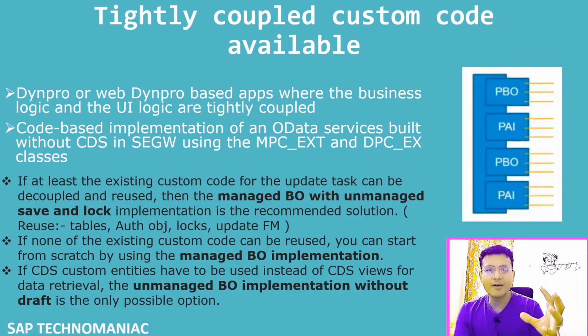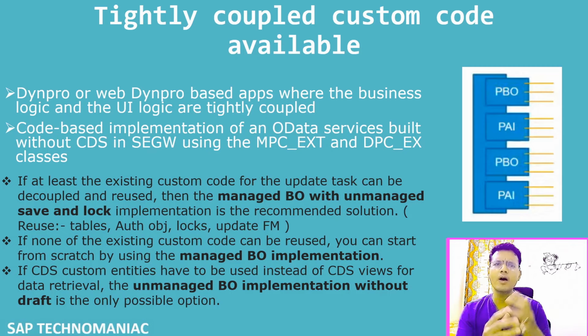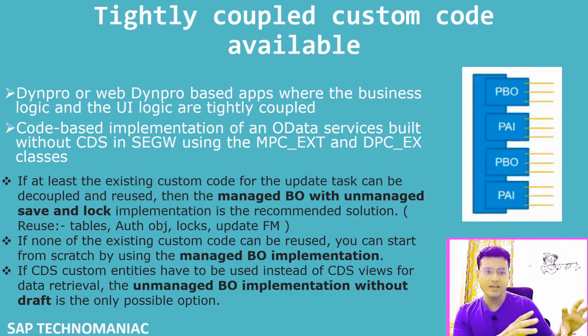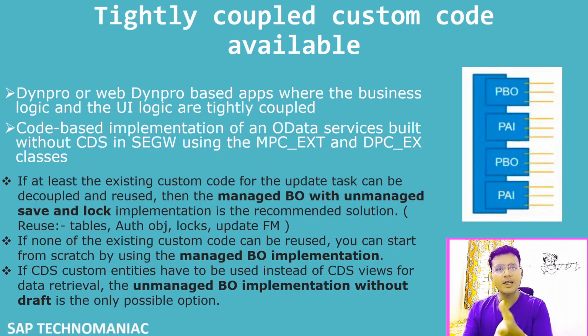The update function module is available, which is just used to commit the data in the database, to make the data changes in the database. Go ahead and use that in unmanaged, and to get the data you can use the managed framework of your business object.